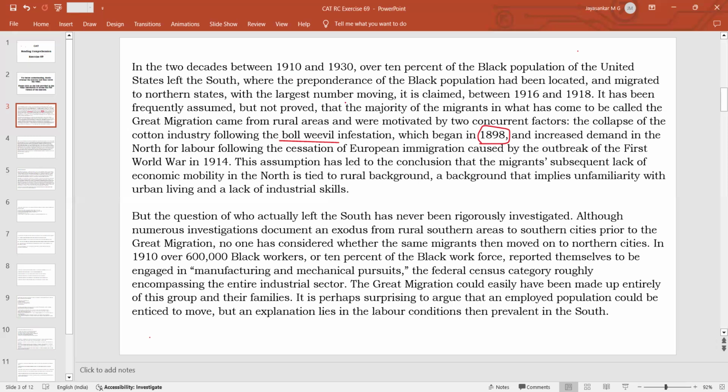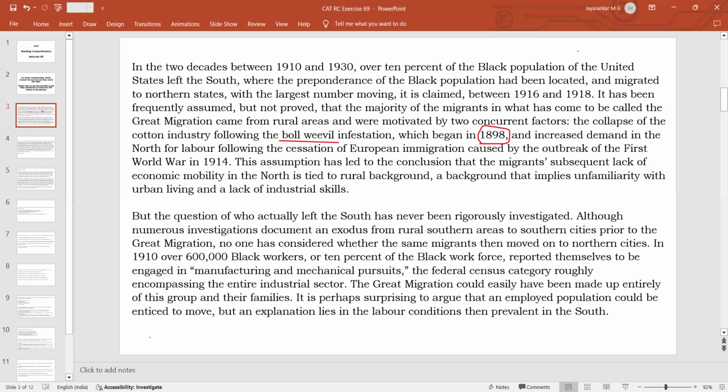And what is the second reason? In 1914, the First World War happened. Most of the jobs in the northern part of the United States were filled by the immigrants from Europe. But when the World War started in 1914, this immigration stopped. Cessation of immigration means the immigration from Europe stopped, as a result of which there was a lot of demand for workers in the northern United States. So the people from the southern United States, who were already having a lot of problems finding work in the rural areas, started migration. So this was the assumption.